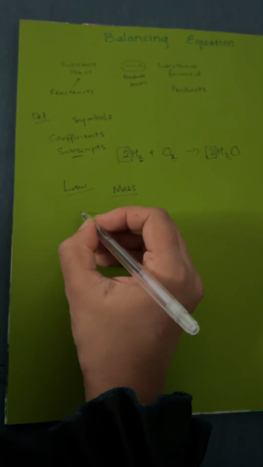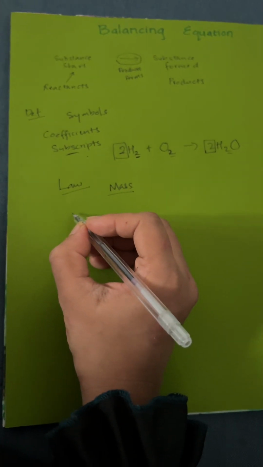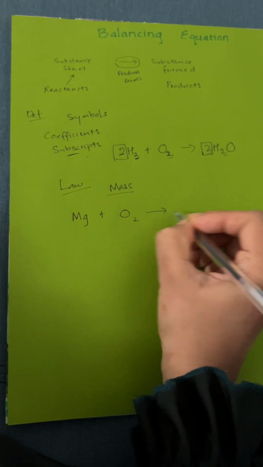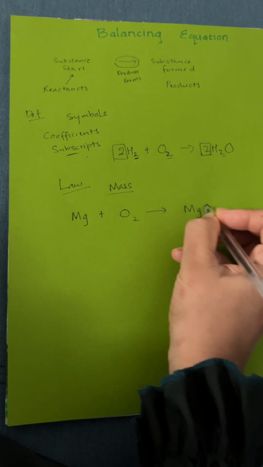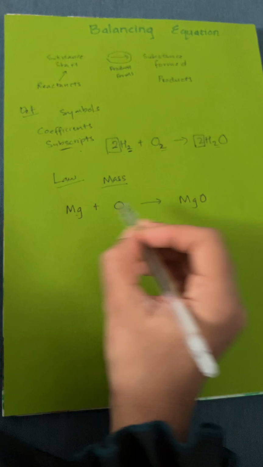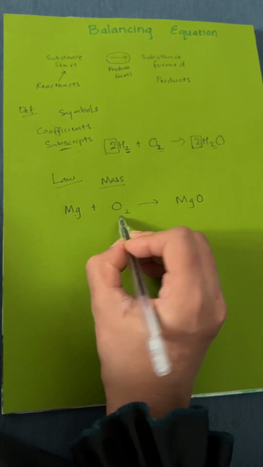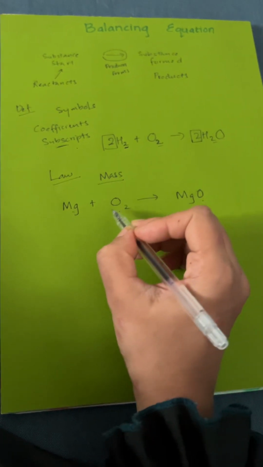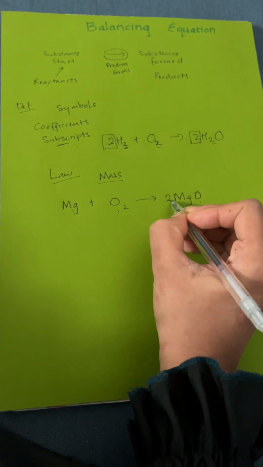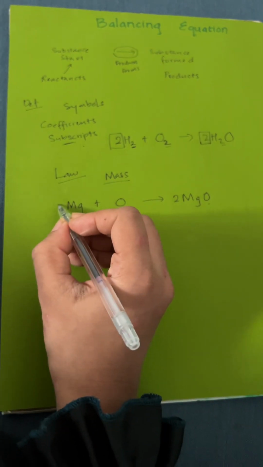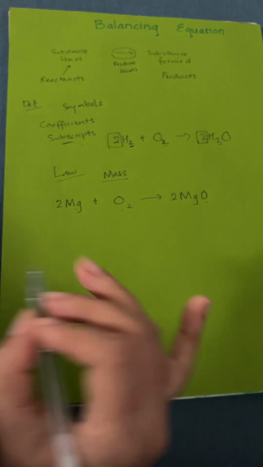Now, I'm going to give you some examples, like magnesium plus oxygen forms magnesium oxide. So how many magnesiums are there? Before balancing, 1, but there are 2 oxygens on this side and only 1 oxygen on this side. So we need to balance this. We're going to put a 2 here, so the oxygen becomes okay. Then there are 2 magnesiums, so we need to add a 2 here. Now everything is perfectly balanced.